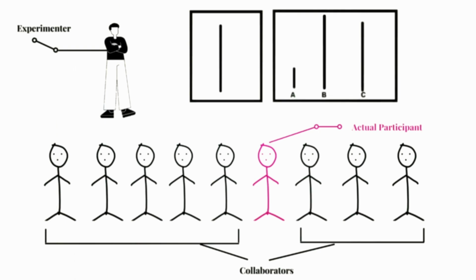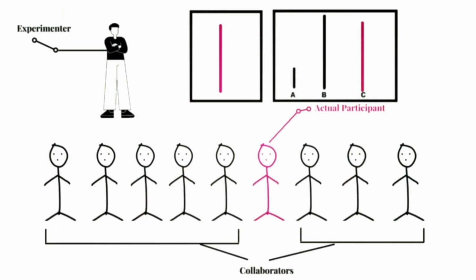The second card had one line that was the same length as the first, and the other two lines were clearly longer and shorter. Participants were asked to say aloud in front of their peers which line, A, B, or C, matched the length of the first card's line. The collaborators replied first in each trial, while the actual participant was placed such that he would answer last. The confederates gave right answers in some situations and wrong answers in others.